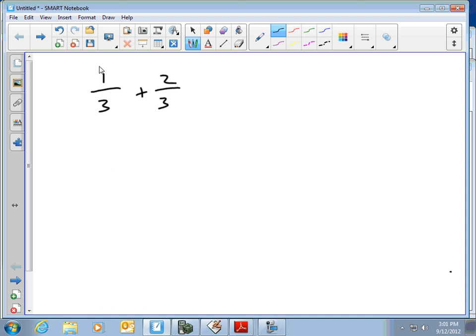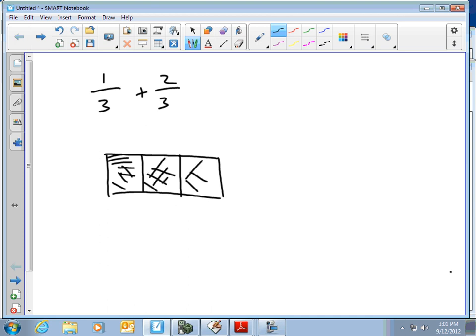The other one means we have a whole, and we divide it into 3 parts, and we have 2 of those. So if I take 1/3 and I add 2 more thirds, I now have 3/3, or I have the whole thing. Okay? But what if I have 1/3 plus 5/6? What if I have something like that?